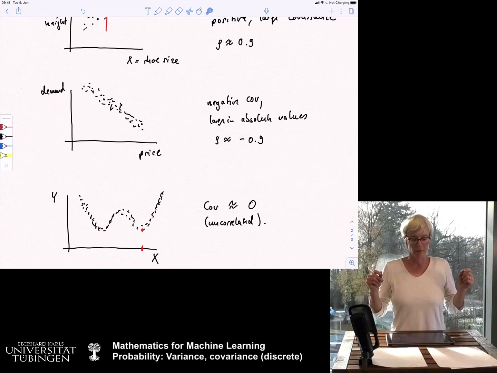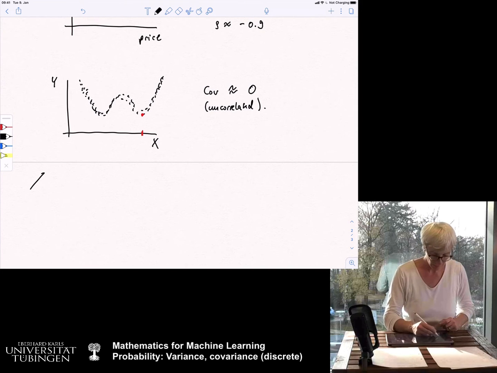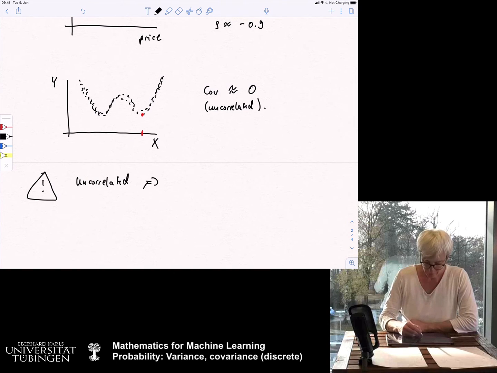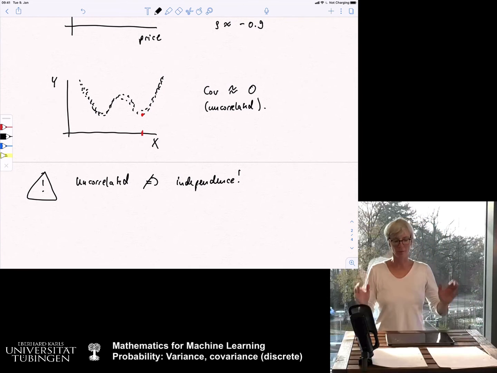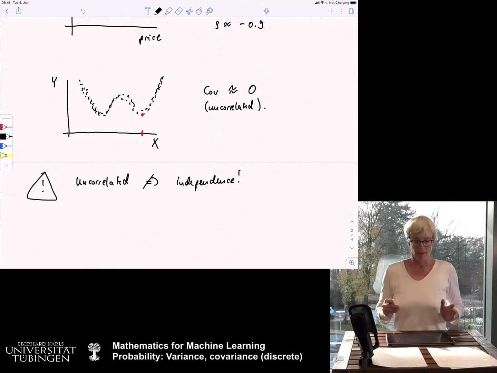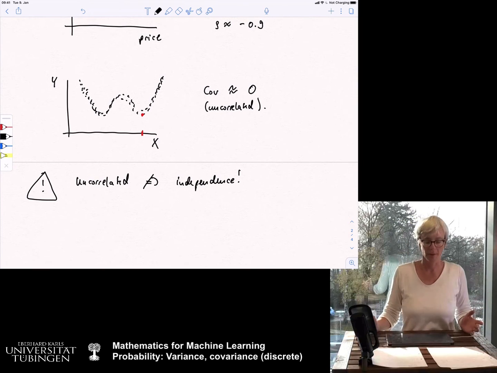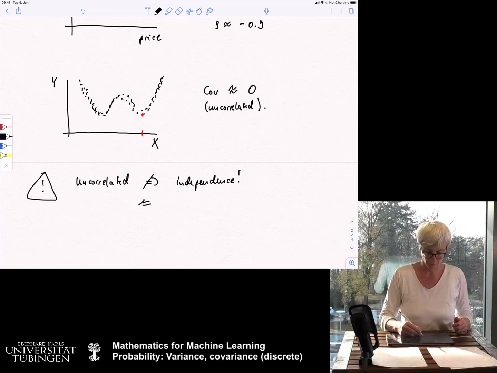So there are two important messages here. The first one is that uncorrelated does not imply independence. This is what you always read in the textbooks, and it is something to actually remember. If you have uncorrelated random variables, there is typically not going to be independence. If you have independent random variables, they are also uncorrelated, but the other direction does not work. So this direction is true.